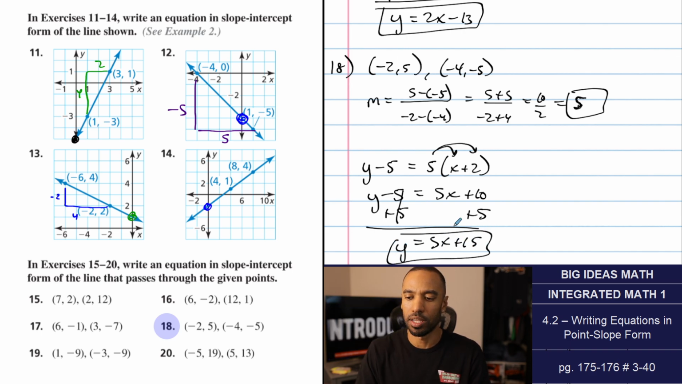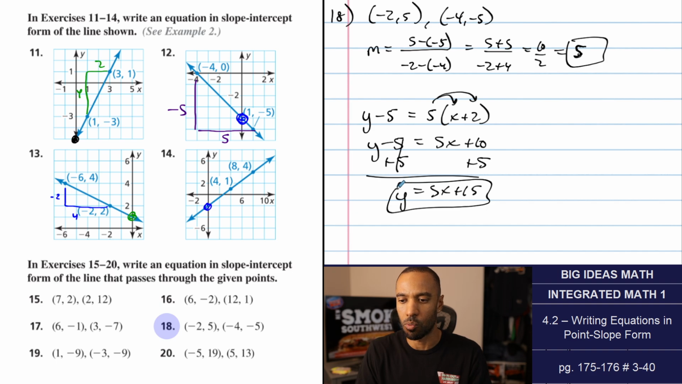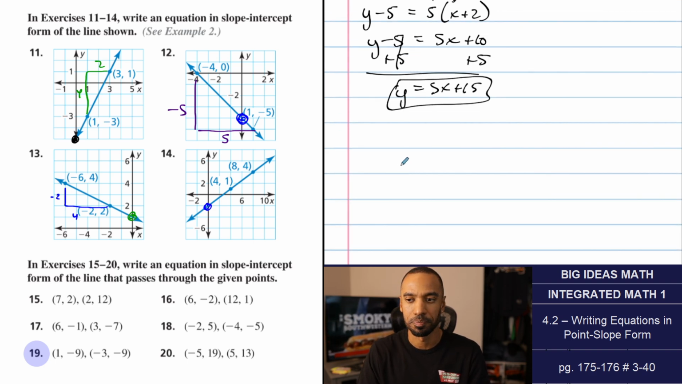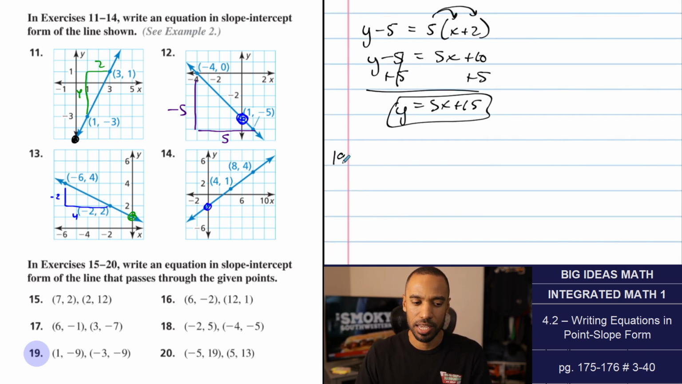So far so good when it goes to slope-intercept form. Remember, this is our way of going about it given that we don't have y-intercepts on either of our sets of points. So point-slope form is the way to get there, and you can use either set of points to get there. Number 19.